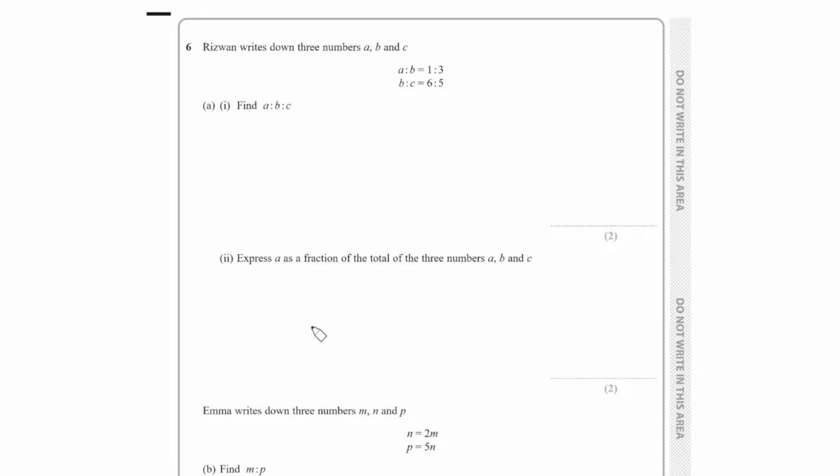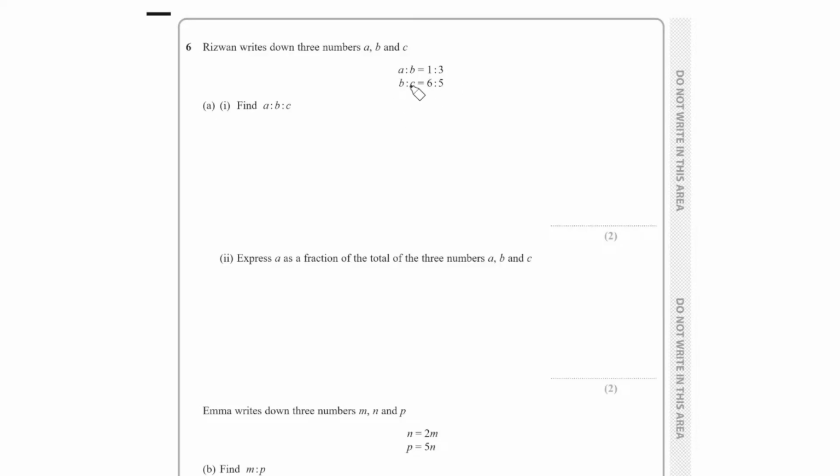Okay, so question 6, Rizwan writes down 3 numbers A, B, and C. We've got the ratios now. So we've got A to B is 1 to 3, and then B to C is 6 to 5. First of all, we need to find the 3-part ratio A to B to C. So whenever you've got this, where you've got 2 separate ratios, obviously you see how B in this case overlaps. One of the letters or whatever it is, one of them has to overlap. So you've got B in both, and then they want you to create a 3-part ratio.